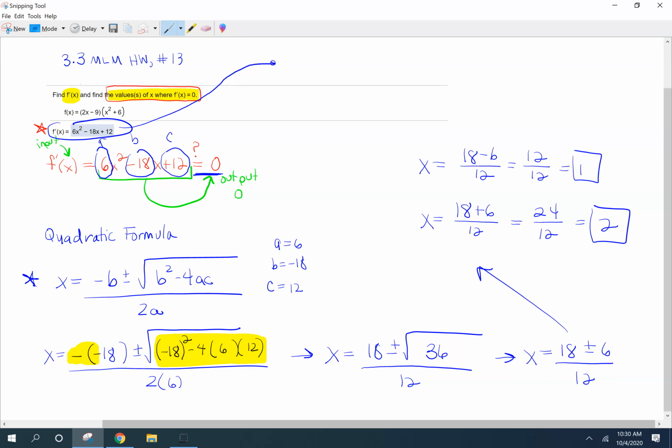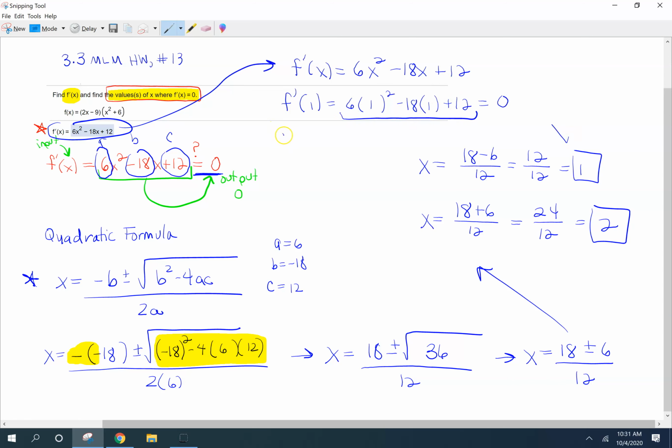I'm going to come back up here to my derivative. So my derivative rule says I do 6 times the input squared minus 18 times the input plus 12. Okay, so let's plug in these values we got and see if it actually gives us an output of 0. So I'll start by plugging in an input of 1. So that'd be 6 times 1 squared minus 18 times 1 plus 12. And when I put all that in my calculator, it's going to give me an output of 0.